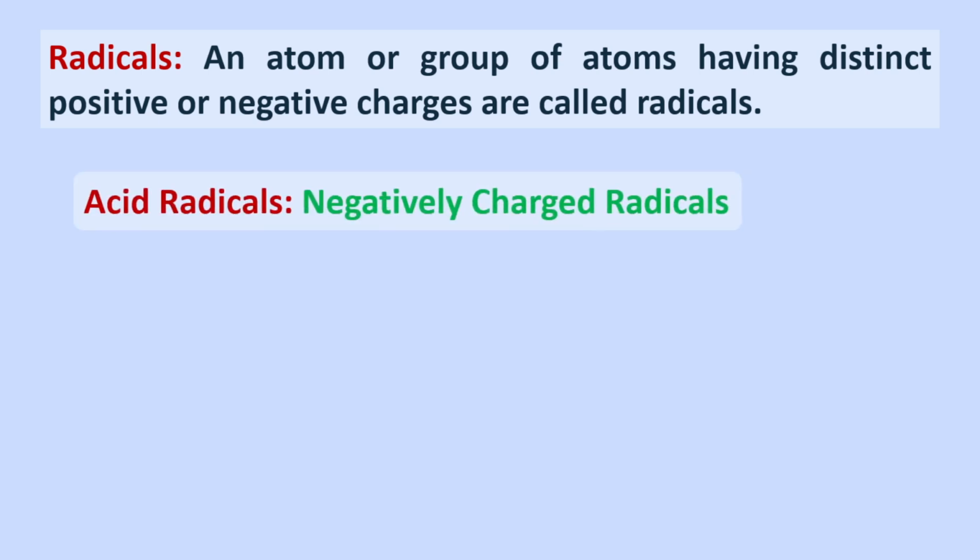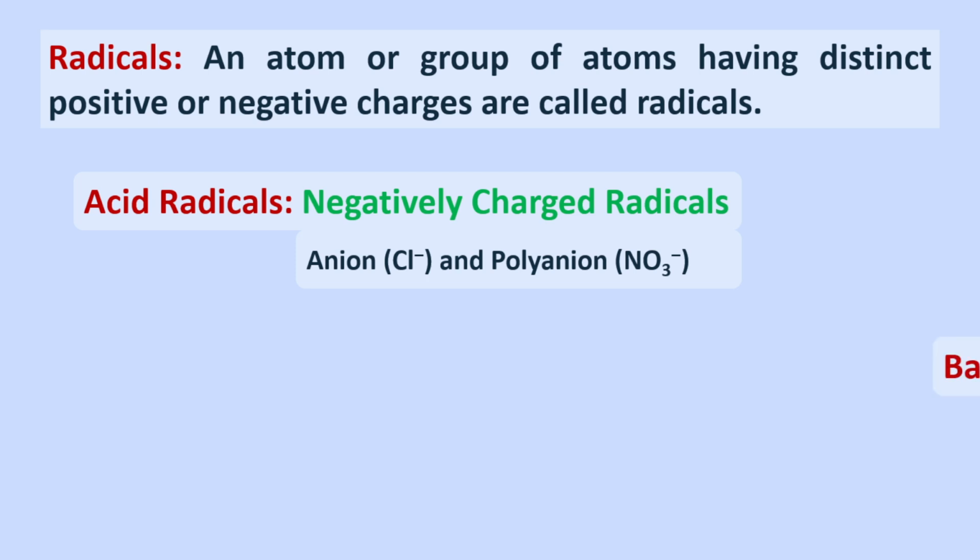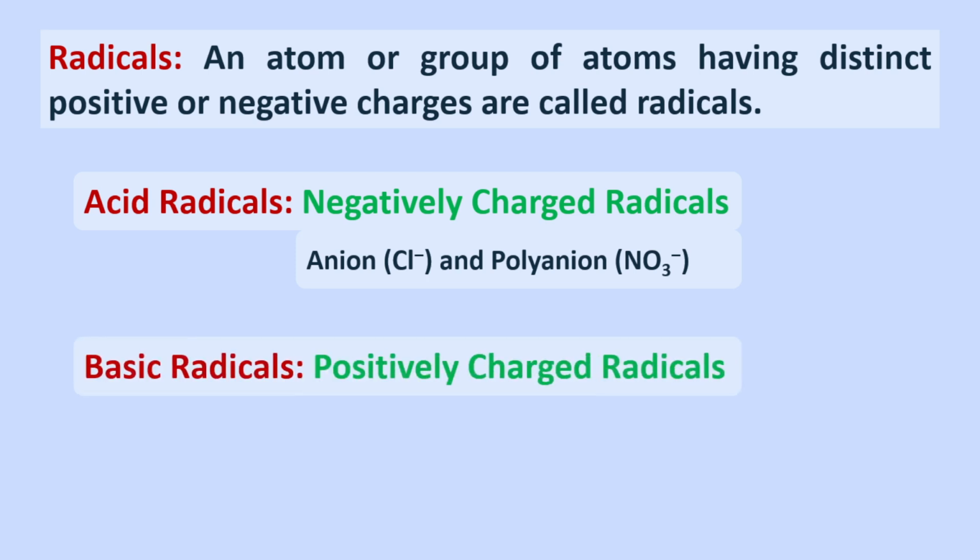If a radical carries a negative charge, it is referred to as an acid radical. For example, this can include anions such as chloride, sulfide, or polyanions like nitrate, sulfate. On the other hand, if a radical carries a positive charge, it is known as a basic radical. Examples of these include cations like potassium, calcium, or polycations such as ammonium.